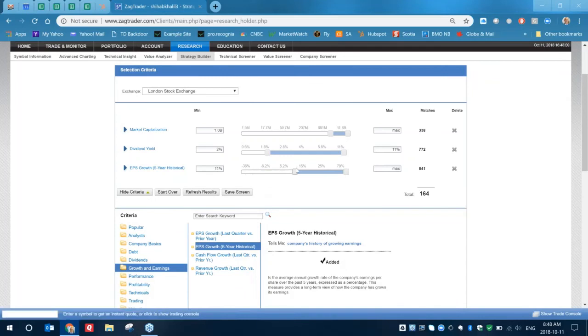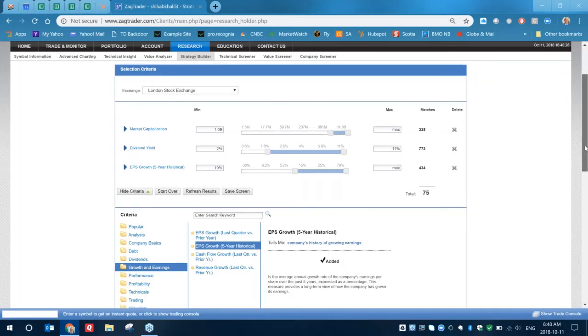So notice that each one of these criteria has a number of matches against it. The EPS growth one, for example, has 434 companies that match. Down at the bottom, the total is now 75. So the set of companies that match all 3 of these criteria is now down to 75. So you see how I'm rapidly bringing down the number of stocks in the market to something that I can actually work with.